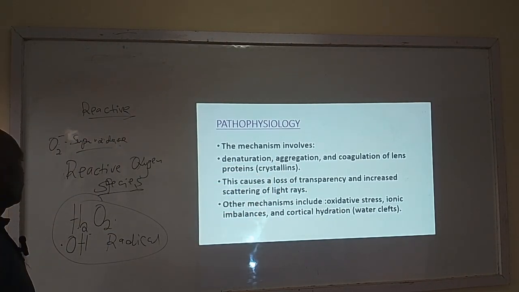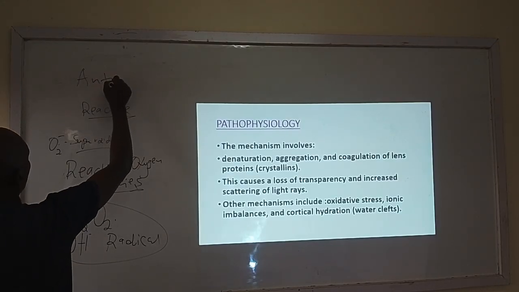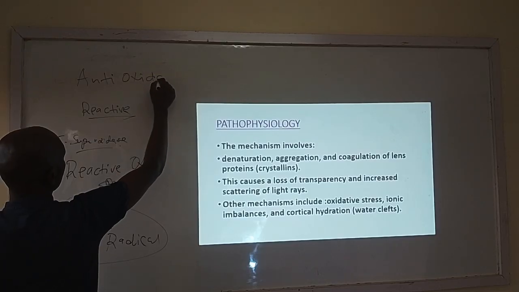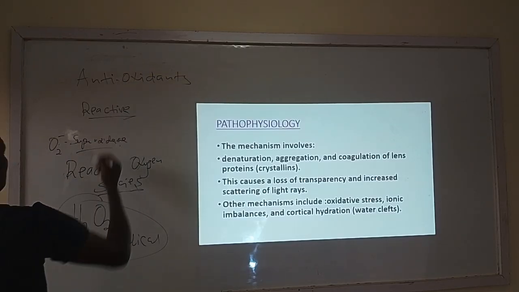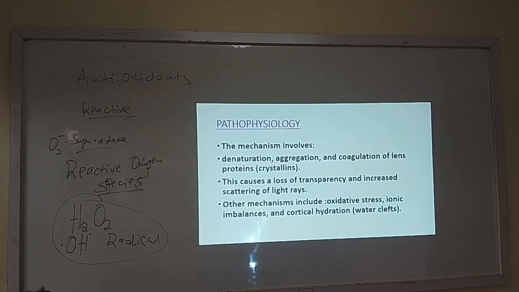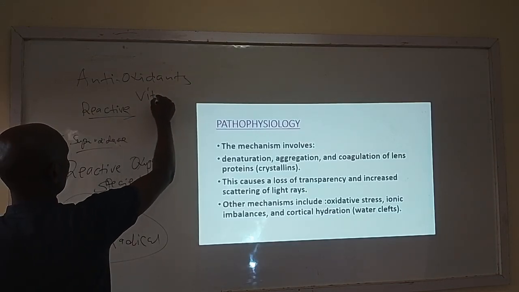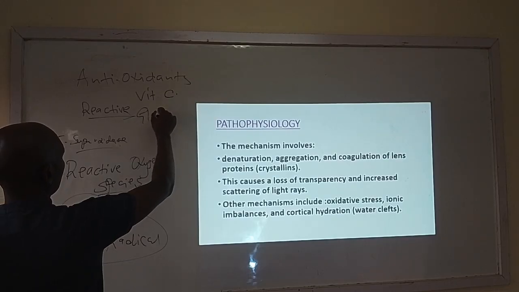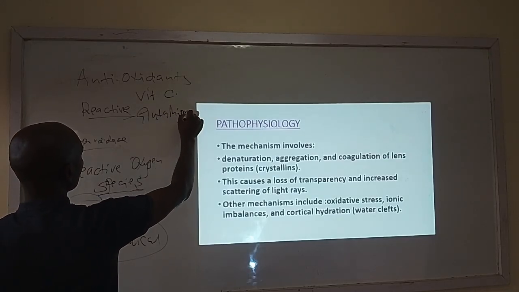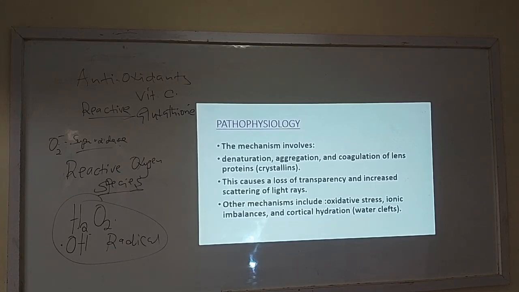So we normally have what we call antioxidants in the body. An example of antioxidants is vitamin C. Another one can be glutathione. So these are some of the natural antioxidants that are produced to counter these reactive oxygen species so that they don't produce damage in the body.